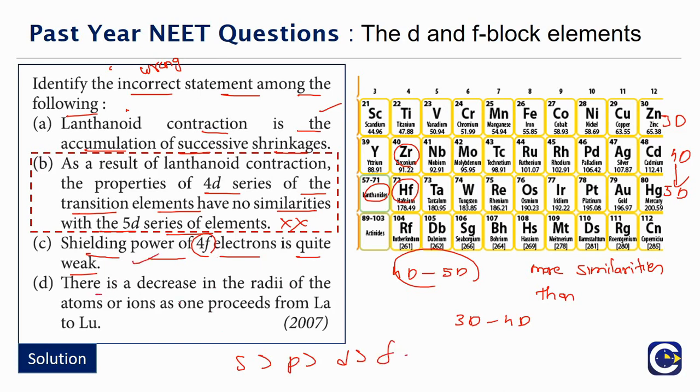There is a decrease in the radii of the atoms as one moves from lanthanum to lutetium. We don't need to say lanthanum, we can even say cerium, because lanthanides will not involve lanthanum; lanthanides start from cerium onwards. But this is also correct, we'll see that the size is going to be decreasing. So the one that is incorrect is statement B.